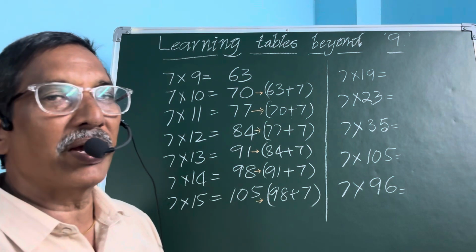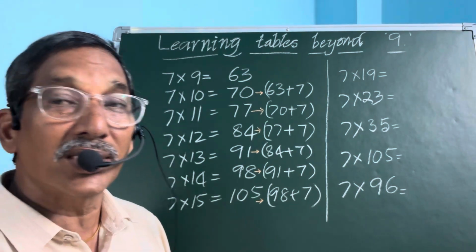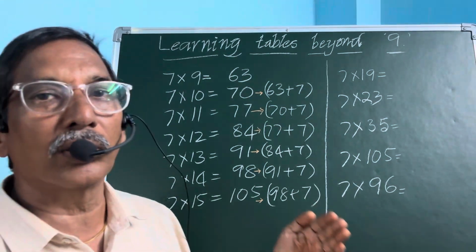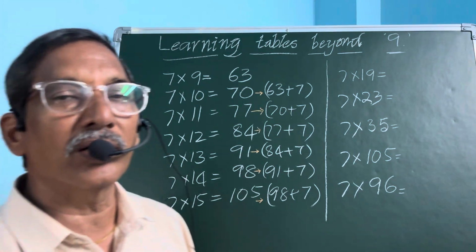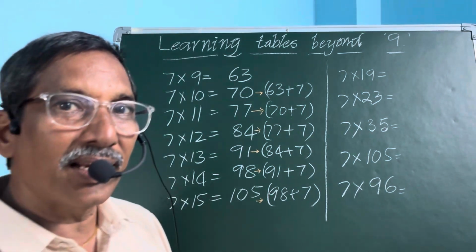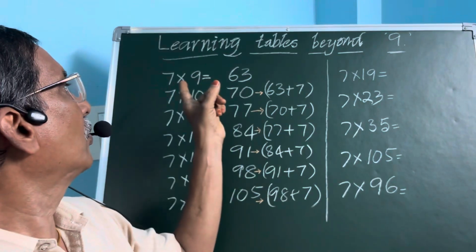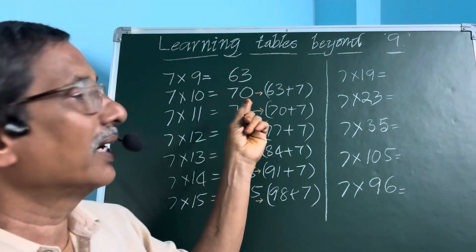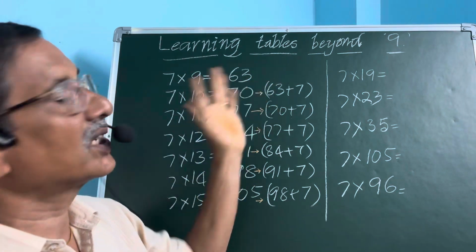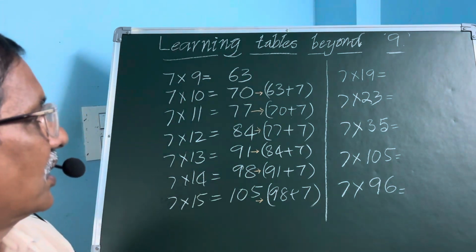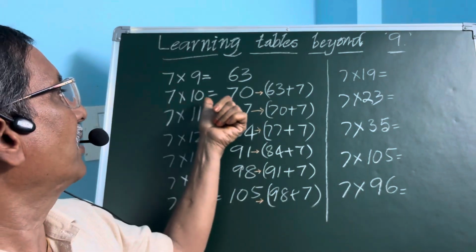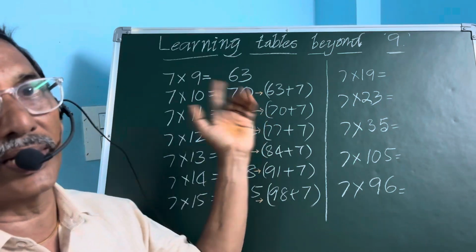But in my opinion, it is not necessary to learn all the tables up to 20. If we learn tables up to 9, it is sufficient. See, for example, if we know the 7 table up to 9, we will get 7 9s are 63. We can easily get 7 10s are 70 by simply adding 0.